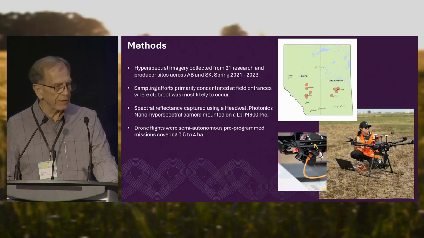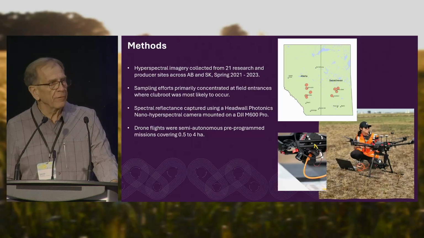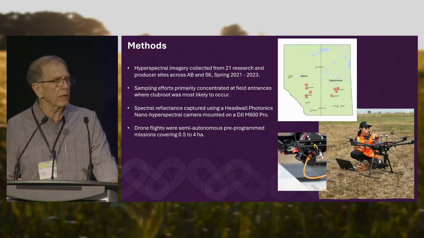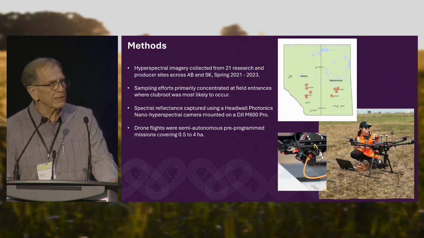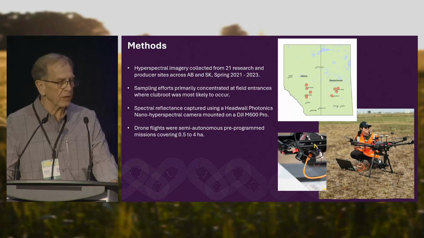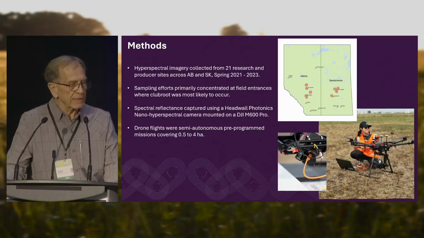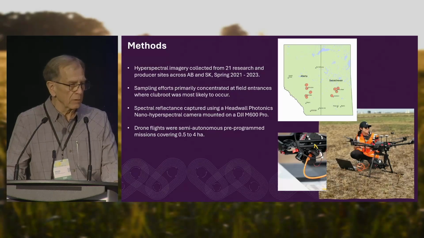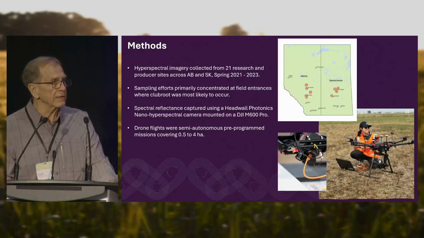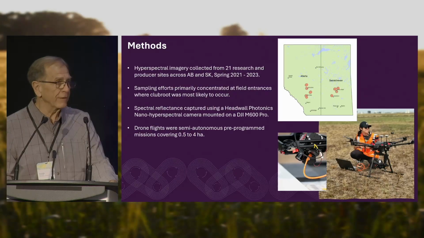You can see on the picture there, the map of Alberta and Saskatchewan shows the areas where our missions were concentrated. That's not showing all the missions, it's just showing where they were concentrated. And like I said, we really did count on local crop specialists to give us guidance as to where we might best find clubroot in those areas, if it existed at all.